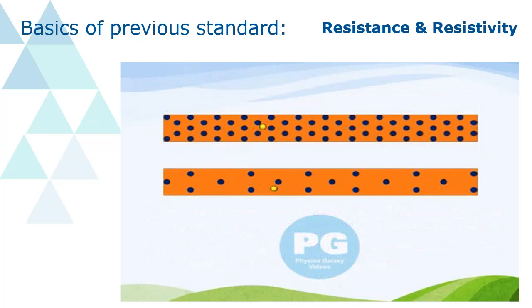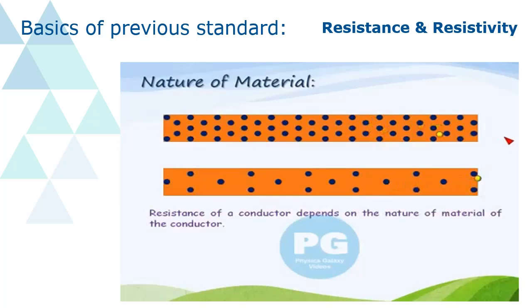The third factor on which the resistance of a conductor depends is the nature of material. Here are two conductors, having the same length and area of cross-section, but the material is different. So, the resistance also depends on the nature of material and the temperature. That temperature dependence we'll discuss later. So, the resistance of a conductor depends on the nature of material of the conductor also.